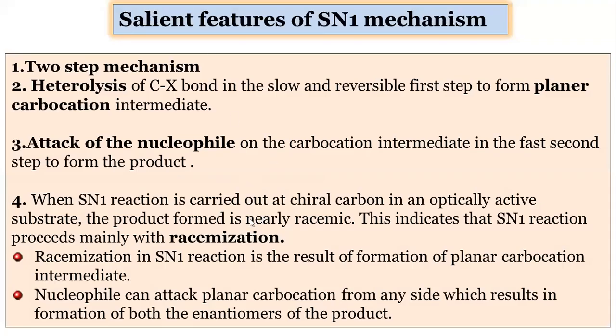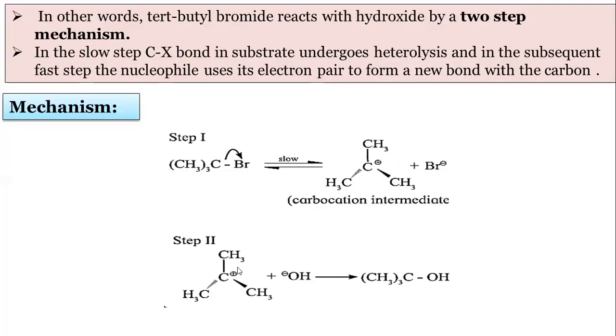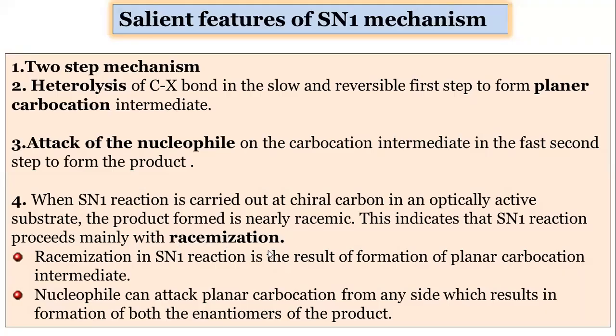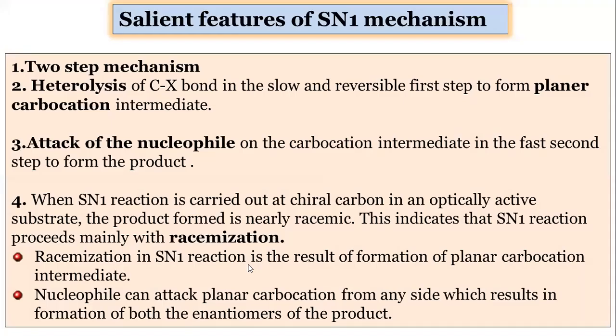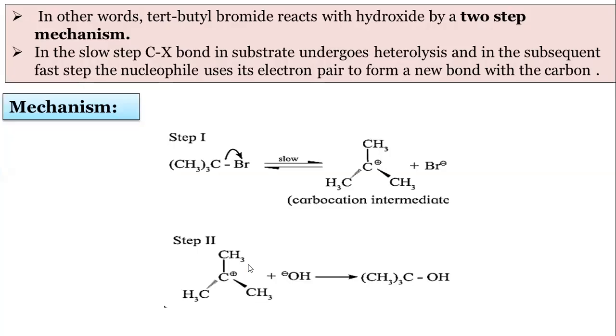This can be clearly seen when optically active reactants are used. Here, OH minus can attack from this side or from that side, so racemization takes place here. Racemization means 50% dextro and 50% levo products are formed. This happens because the carbocation is planar and OH minus can attack from any side. So these are the salient features of the SN1 and SN2 reactions.